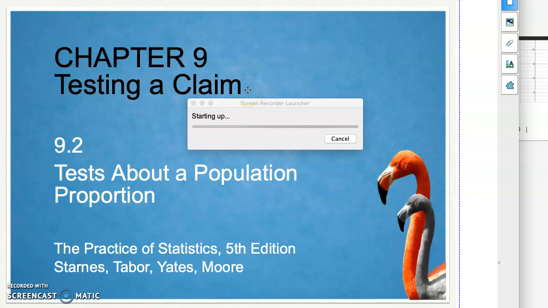All right, good morning. This is section 9.2, tests about a population proportion.